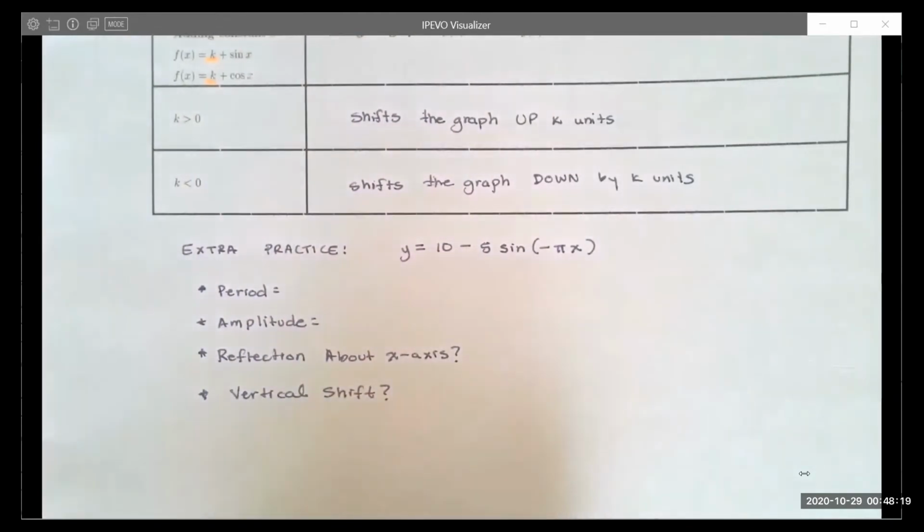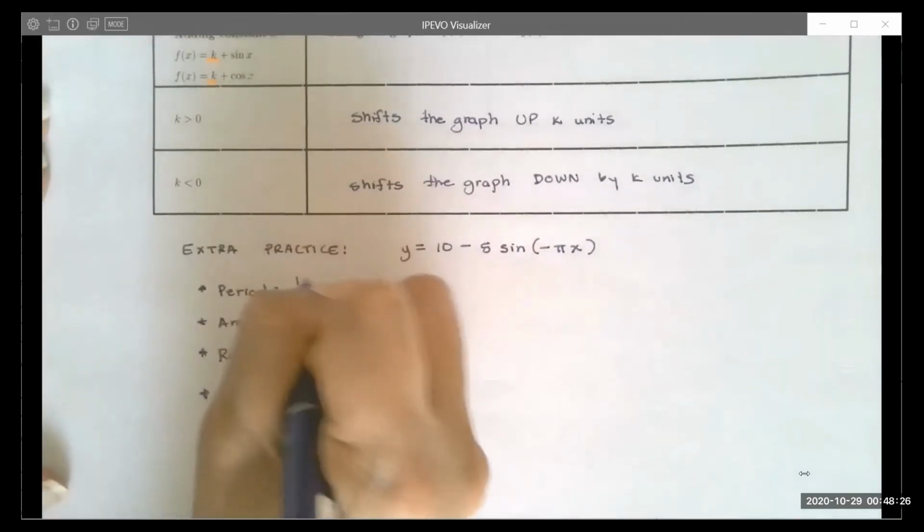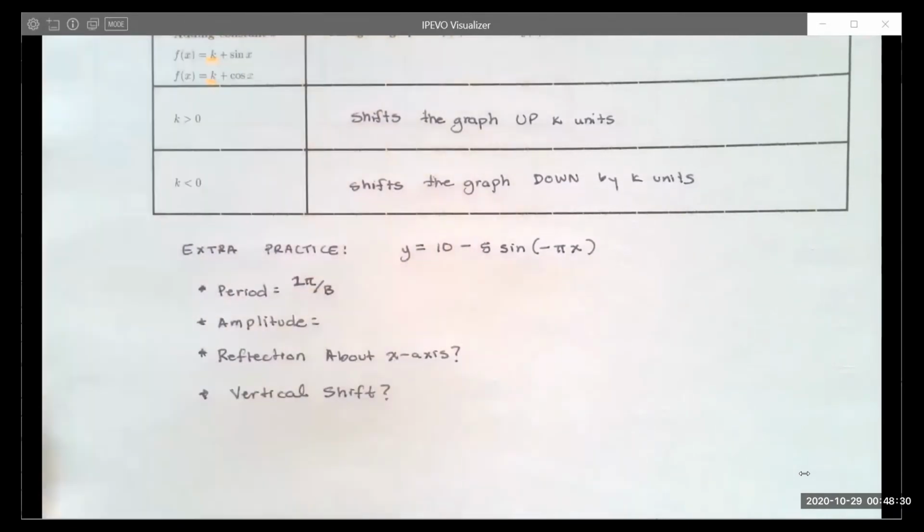So let's start with period. The period is going to be 2 pi over b. What is b in this case? What is b? Good, it's pi. Very nice.